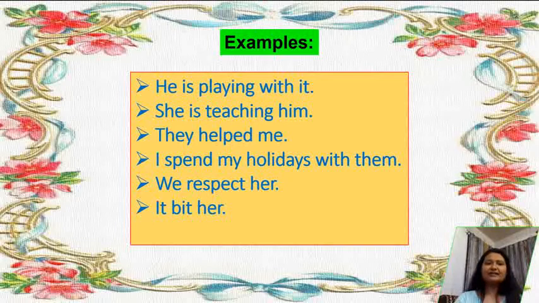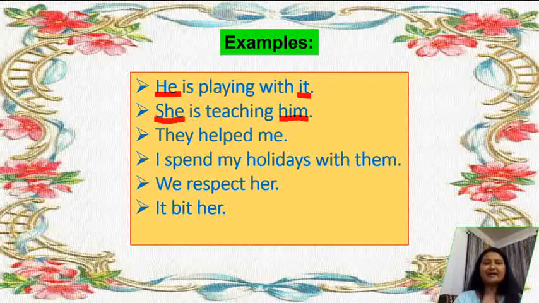So children, let's see some more examples on subject and object pronouns. So first sentence, you see that he is playing with it. Who is playing? He is playing. So he is the subject pronoun performing the action. And who is receiving the action? He is playing with it. So it is the object pronoun. Next, she is teaching him. What is she doing? Teaching. So doing some action. And who is getting the action? Him. Okay, so him is receiving the action of teaching.